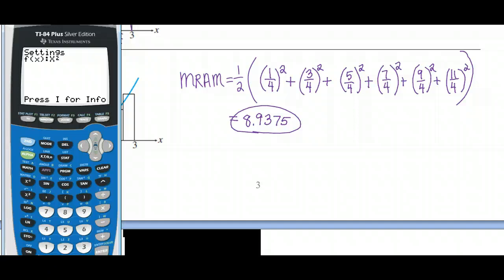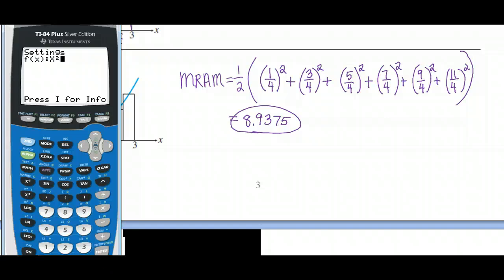This calculator is like a machine. It does my work for me. We're good? I want us all to be on the same page, because this is how you're going to check your answers on a quiz or a test. I'll want to see the setup, but you can always check your answers.